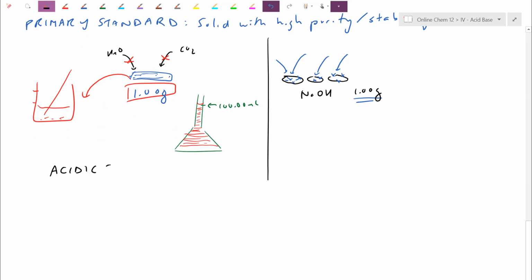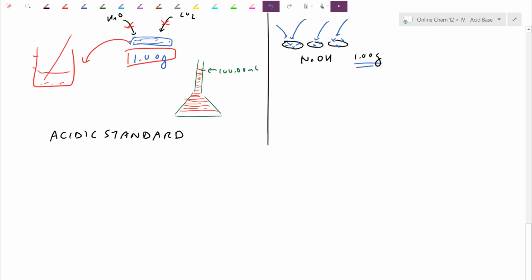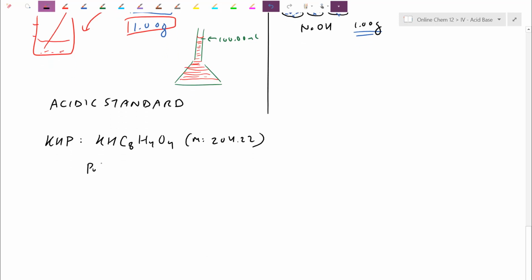So what's an example of an acidic primary standard here? The chemical, we're going to shorthand it just KHP. KHP is actually the chemical potassium hydrogen phthalate. I'm just going to give you this name here. This one here, I'm going to give you the molar mass. It's 204.22. Give you the name as well, potassium hydrogen phthalate.